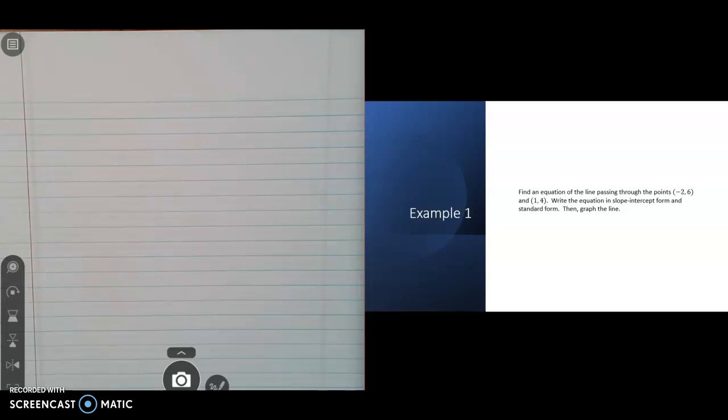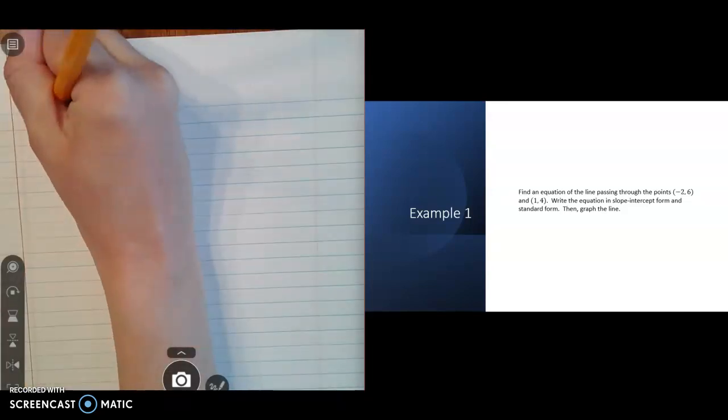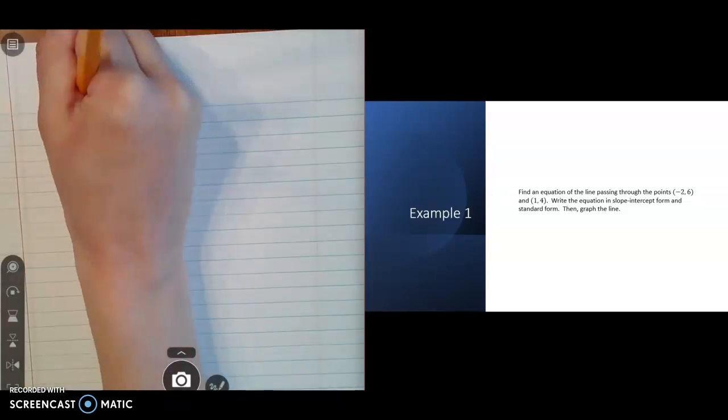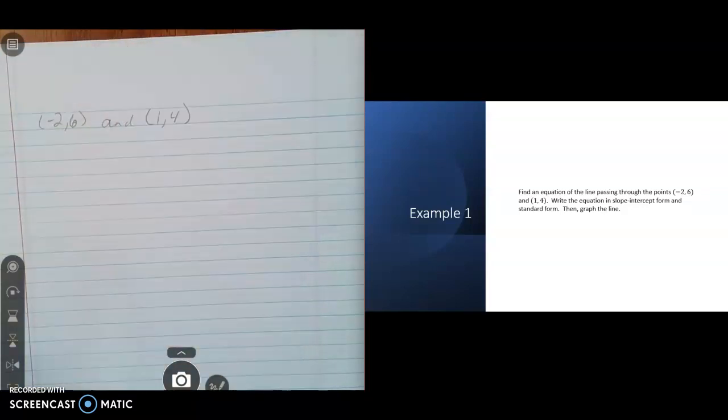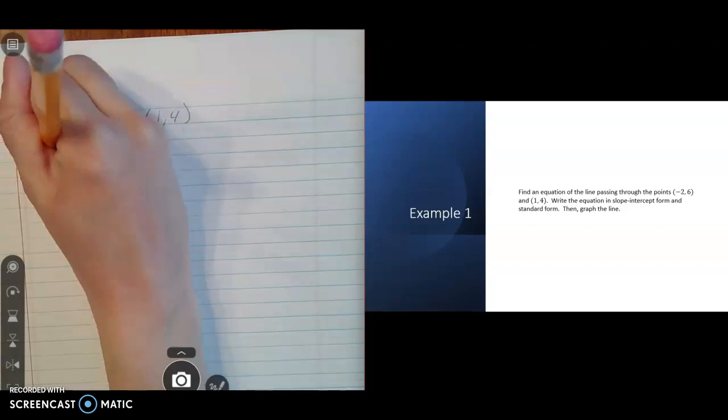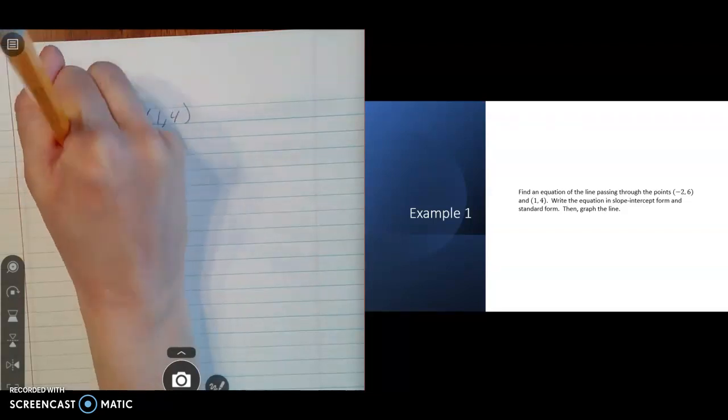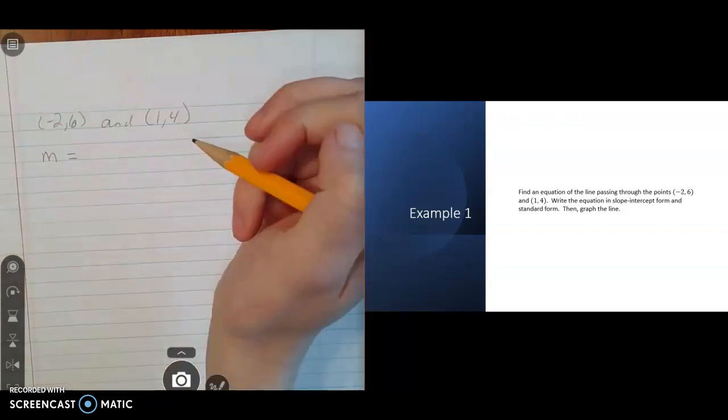Because we started out with 2 points. We have the point -2, 6, and the point 1, 4. And if you notice, none of our formats needed 2 points. They all needed at least a slope. So that's actually going to be the first thing that we do to get started, is we're going to start with finding our slope so that we can get started with one of the equations.